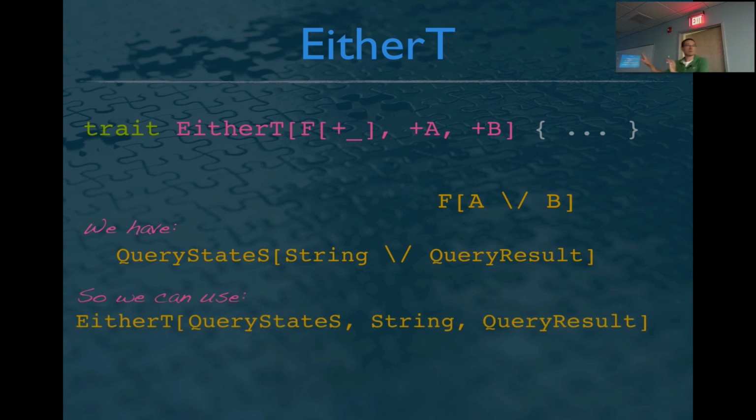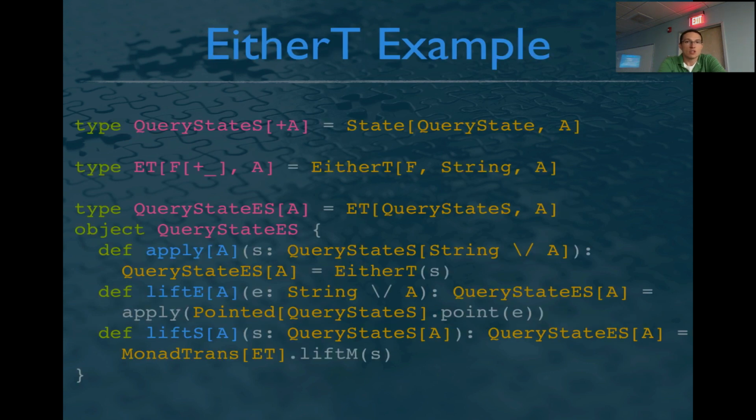Just type-wise, right? Now, this is a different type. EitherT is a completely different type than F, A, or B. But the point is that I can use EitherT with those three type parameters applied to wrap QueryState S string or query result. Okay. So bear with me. This is the toughest slide in the presentation.